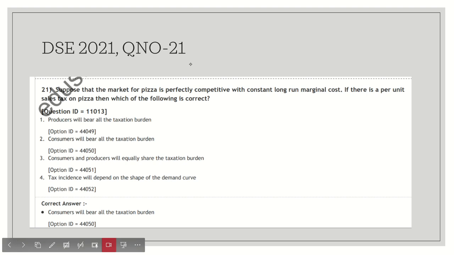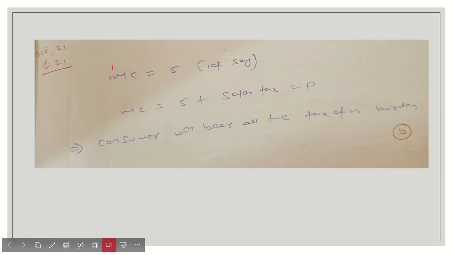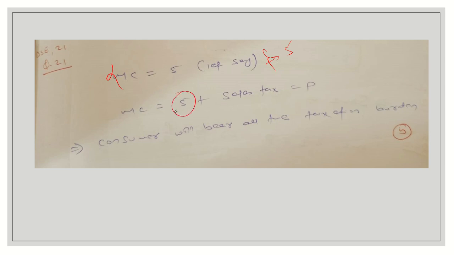DSC 2021 question number 21. Suppose that the market for pizza is perfectly competitive with a constant long run marginal cost. If there is a per unit sales tax on pizza, which of the following is correct? Guys, you have to know one thing very clearly. Whenever a government implements a tax on any good, the consumer has to bear it. Suppose the marginal cost of the pizza is 5 rupees. Whenever the government imposes a tax, 5 plus the sales tax is equal to the price in a perfectly competitive market.